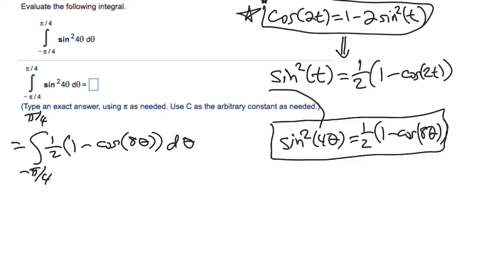Because if this were the problem, the only place that the variable exists, the only place that theta is present is inside the cosine. So it's cosine 8 theta. So this is much more of a straightforward u equals 8 theta. And so that means du is 8 times d theta.